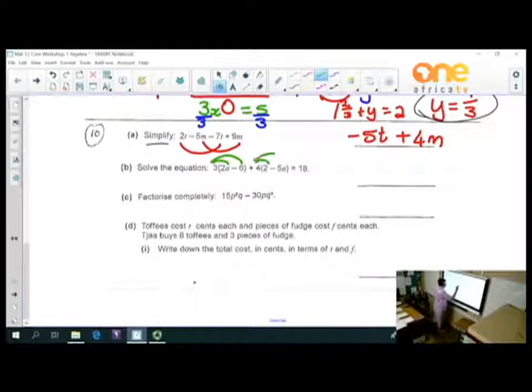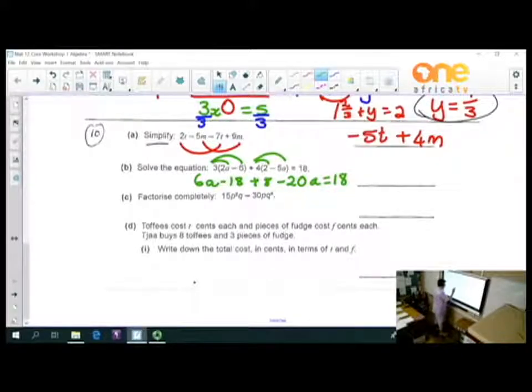The same thing here. Multiply it with each term. So if I multiply here now, I'm going to have 6a minus 18. And here I will have 8 minus 20a, which is equal to 18. I first remove my brackets. And now I need to collect my like terms, the x, or in this case a, on the left-hand side.